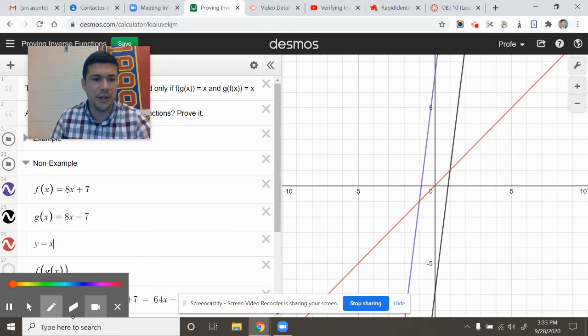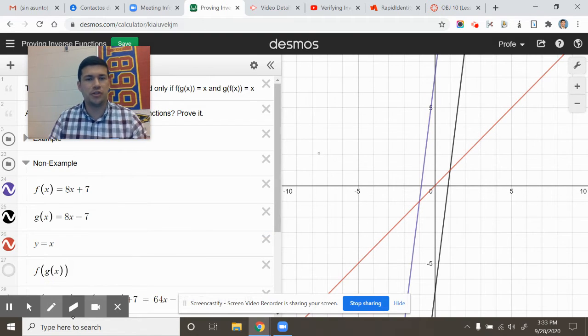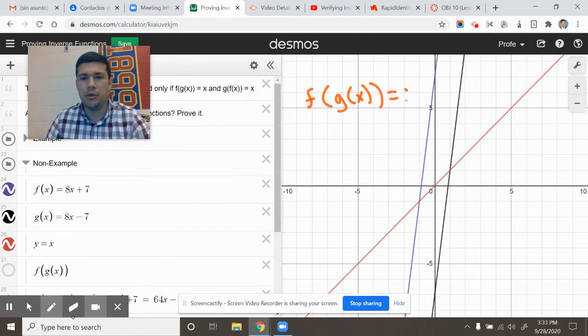But I wanted to point out something else. To prove that something is false, to prove that something is not true, it is enough to prove by one counterexample. So I wanted to show you something. If these two functions are inverses, then f of g of x is supposed to be equal to x, and g of f of x is supposed to also be equal to x. So let's show by one example, with the example of a number.